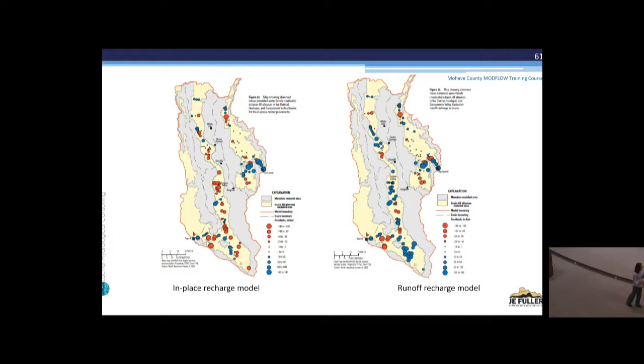This was the in-place recharge, and this was the ephemeral stream recharge. You can see that the blues indicate how much they overestimate. The bigger the circle, the more overestimated the heads were. The reds were underestimated, according to the size of the circle. So in the mountain recharge condition, they're underestimating more in the basin wells, and in the ephemeral recharge condition, they're overestimating more in the center of the basin. They didn't really come out and say which way is better. They did use this recharge configuration for the transient model.